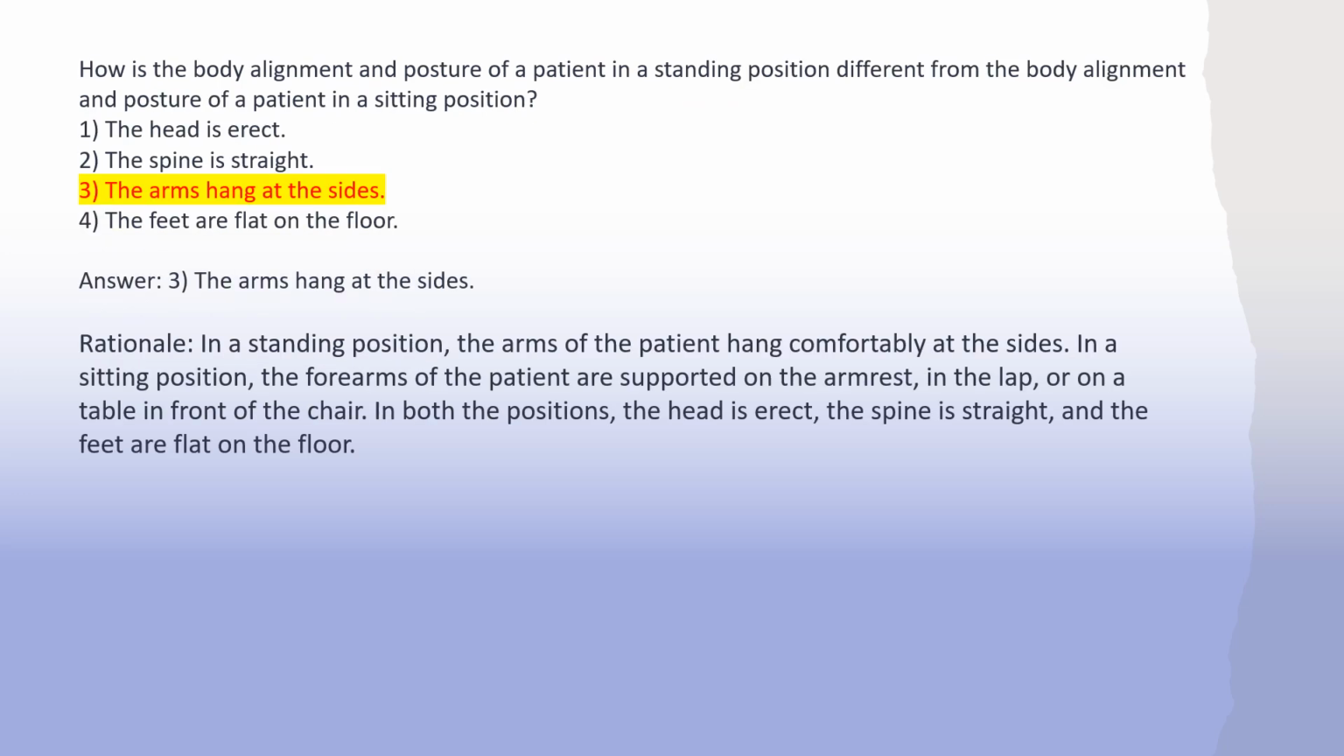Answer 3. The arms hang at the sides. Rationale. In a standing position, the arms of the patient hang comfortably at the sides. In a sitting position, the forearms of the patient are supported on the arm rest, in the lap, or on a table in front of the chair. In both positions, the head is erect, the spine is straight, and the feet are flat on the floor.